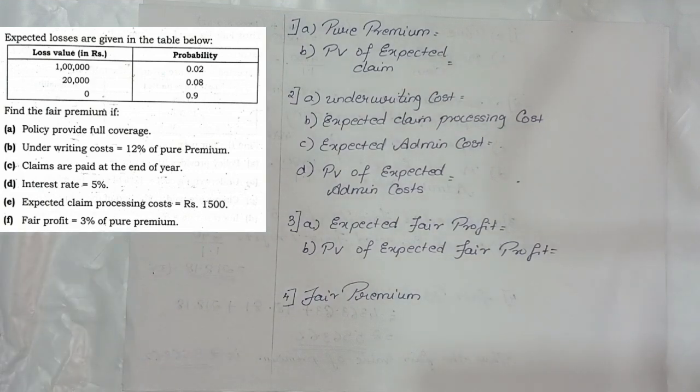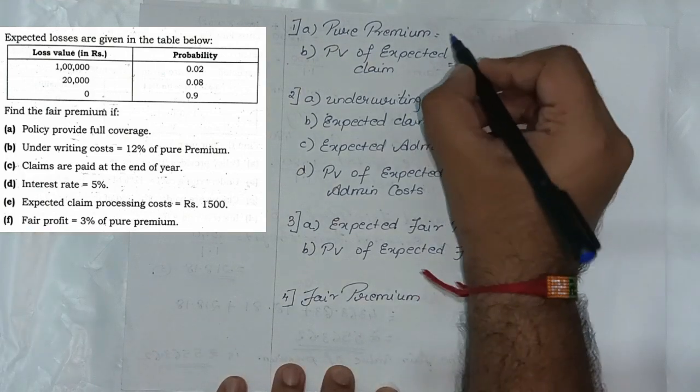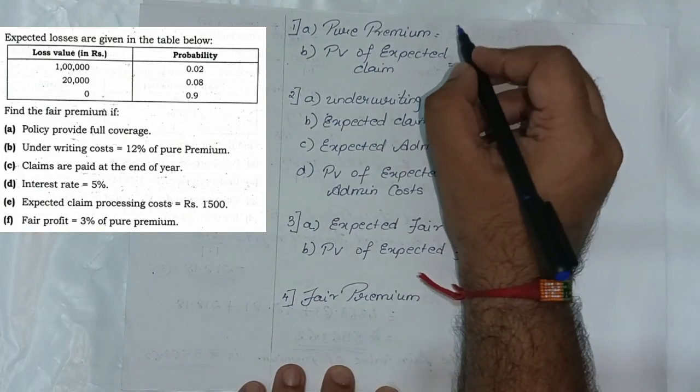Okay, again we will solve this as per our format. First we need to find the pure premium or the expected cost, which is nothing but the total of all the losses into the probability.